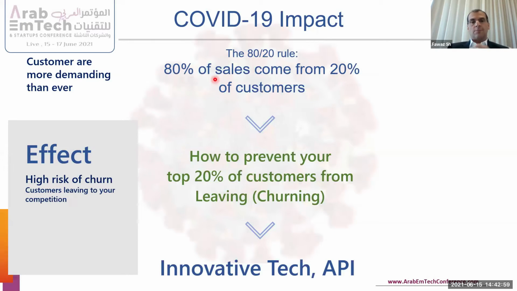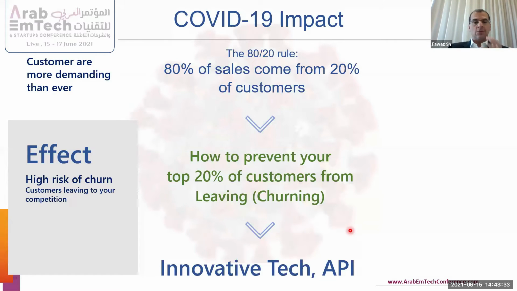The 80-20 rule, basically 80% of your sales is coming from your top 20% of your customers, right? So what happens if one of your customers shifts and goes to your competition? It's going to have a direct impact on your revenue, right? So how do you prevent your top 20% of customers from leaving you, from churning, right? One option is by leveraging innovative technologies for your end customers by providing the latest and innovative quality of service technologies, whether it's open API or blockchain, and providing them the most competitive price point.